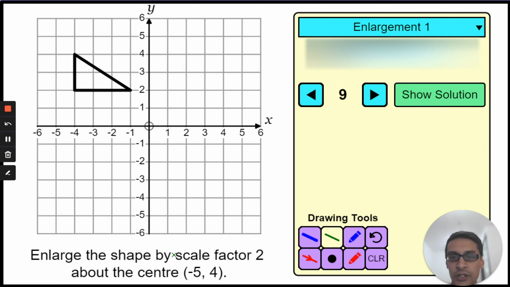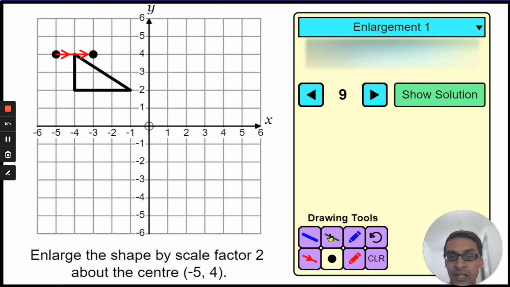Next example, enlarge the shape by scale factor 2 about the center (-5, 4). So -5, 4, that's our center of enlargement. Now we need to go from the center of enlargement to the shape and then do that twice in each case because the scale factor is 2. So there's 1, 2, so that's going to move there.